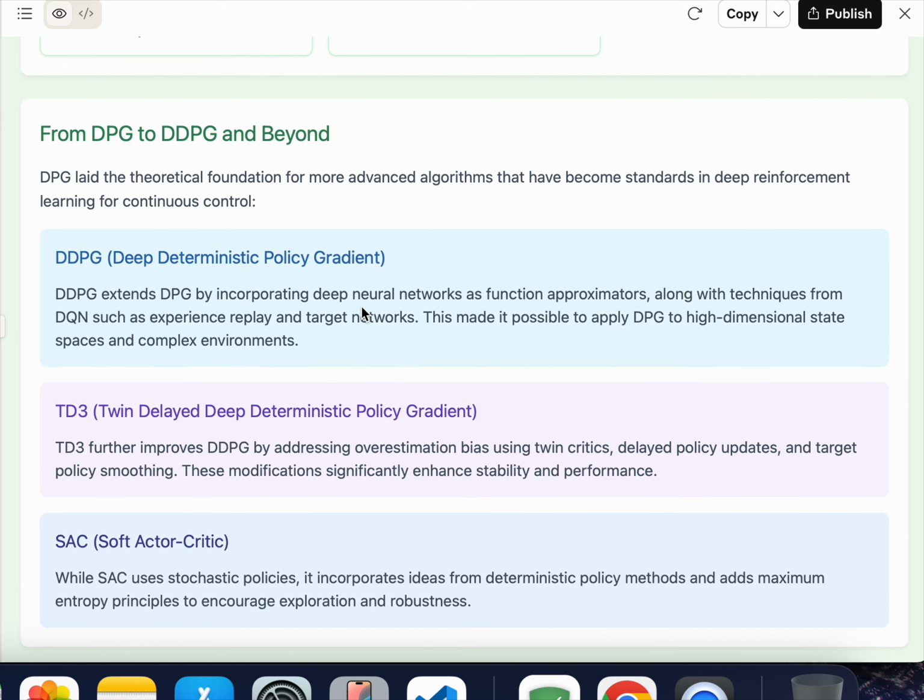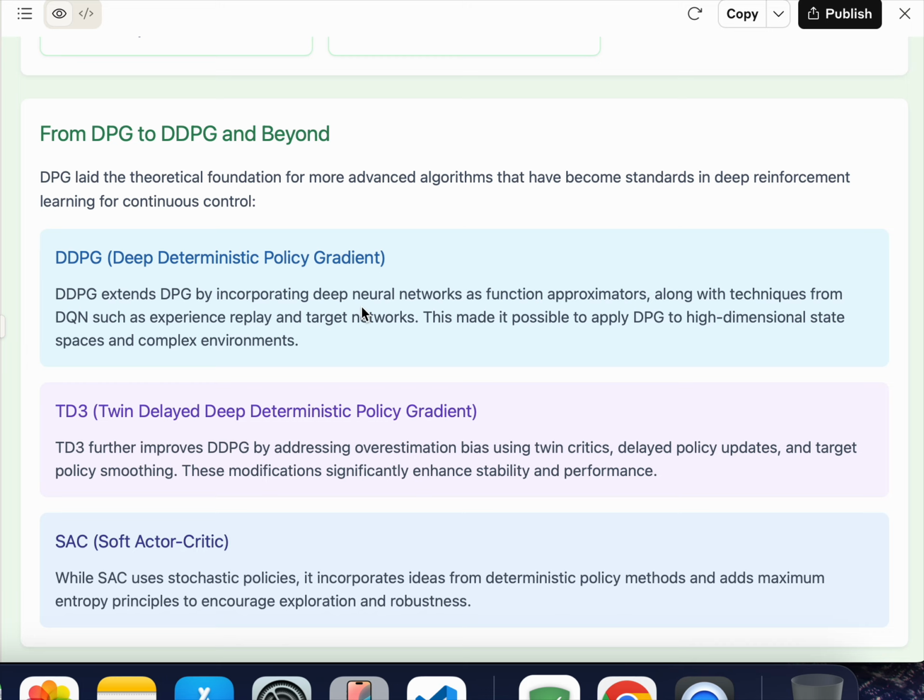Speaking of that, let's wrap up with a quick overview of where DPG leads us. DDPG stands for Deep Deterministic Policy Gradient. It takes DPG and adds deep neural networks plus a few ideas from the DQN world, like target networks and experience replay. This lets it handle more complex problems with high dimensional states.